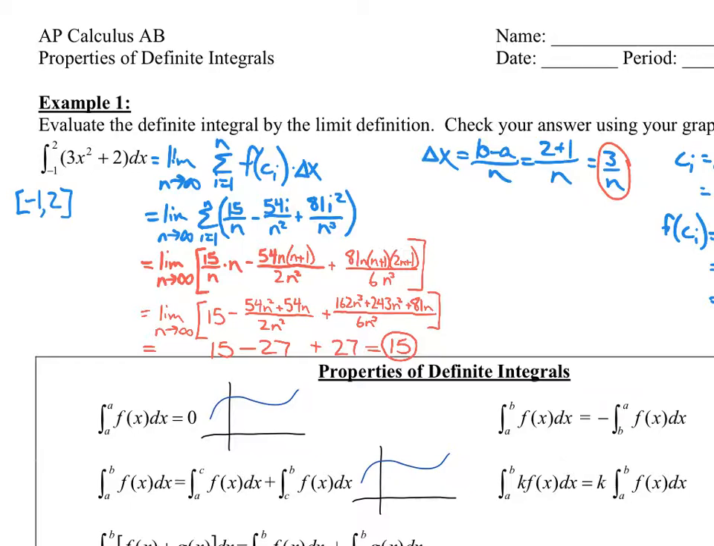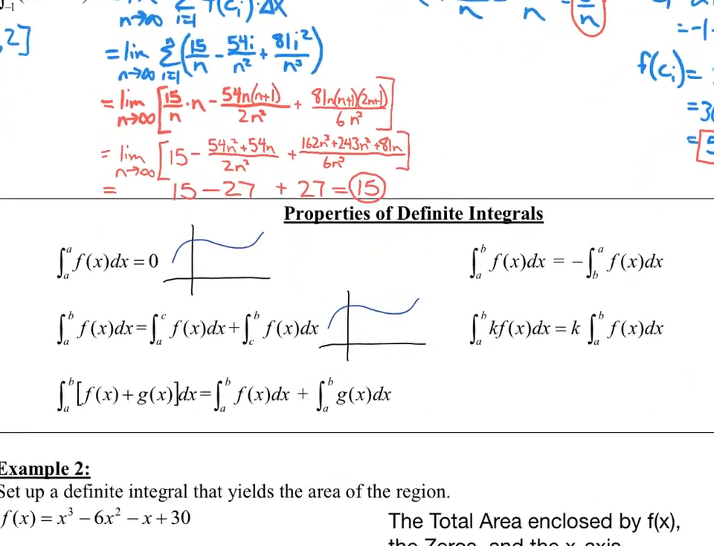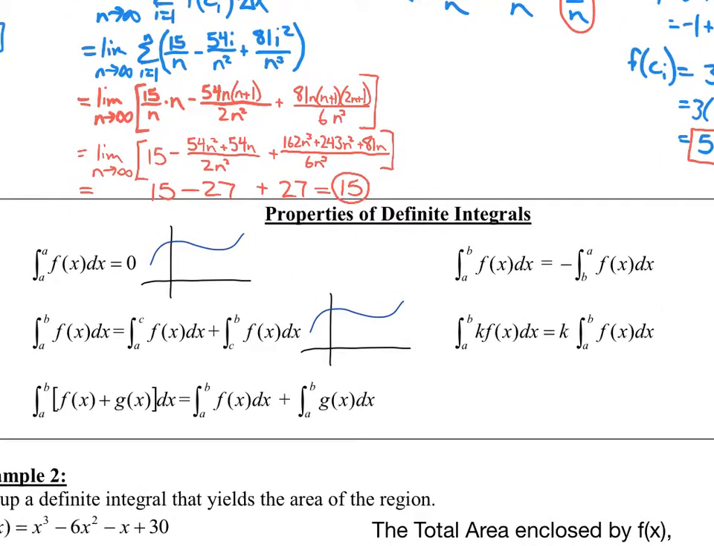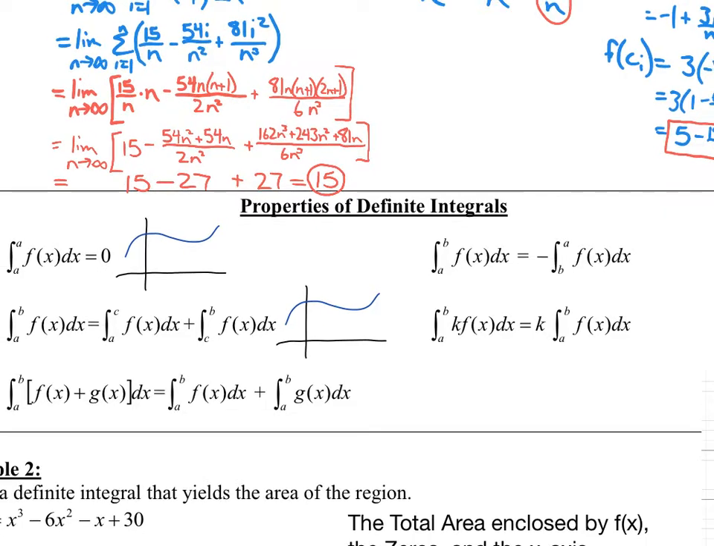Alright, so there's our example. Let's take a look at some properties of definite integrals. Here are 5 properties. I want to illustrate a couple of these. So the first one here, the integral from a to a. Let me illustrate this here.